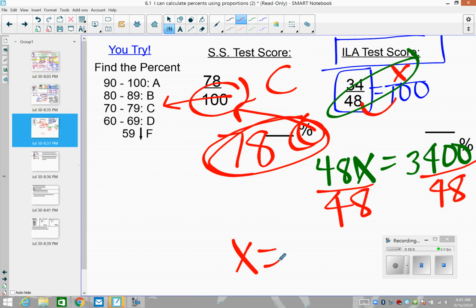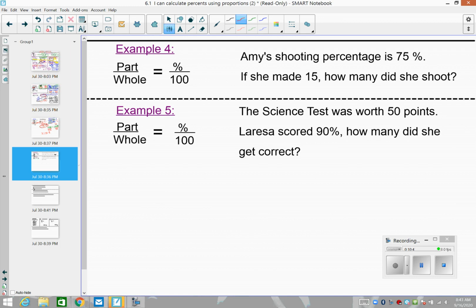We go 3,400 divided by 48, which gives me 70.8%, which means it's really 71%. If we look at the grading scale, there is another C grade. All right, group, that's how you would calculate your percent to figure out your grade. So that's good news. All right, let's take a look at example 4.